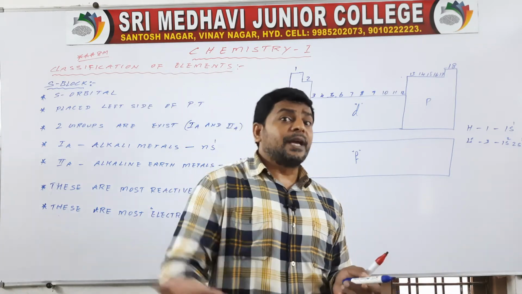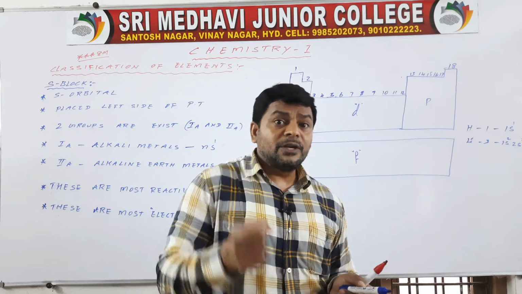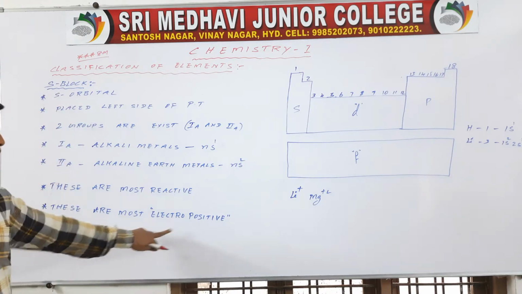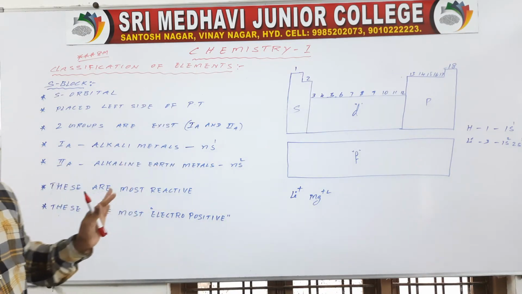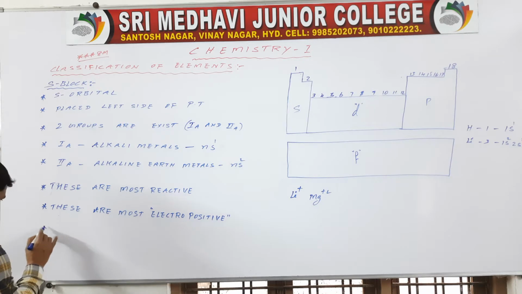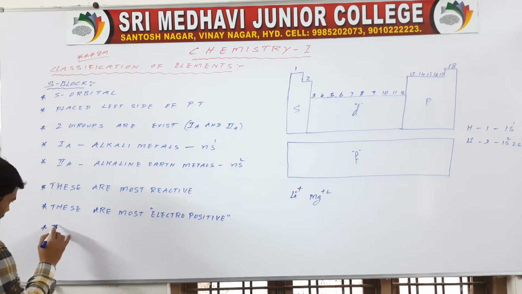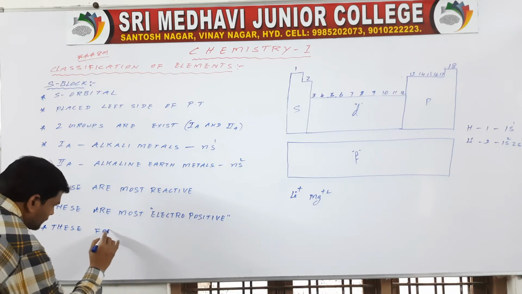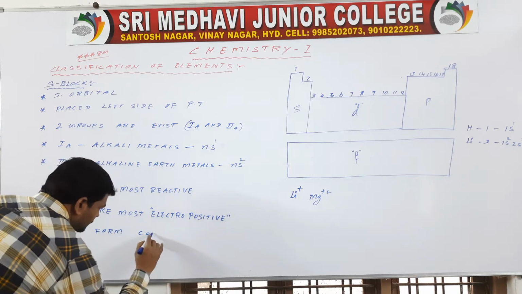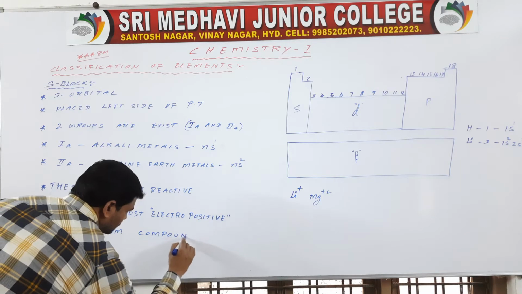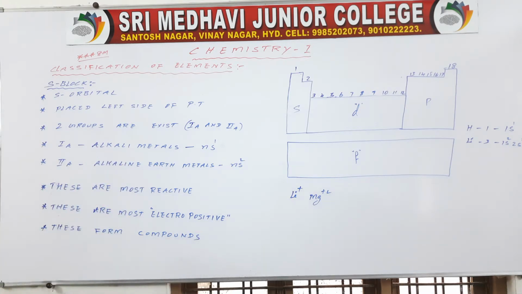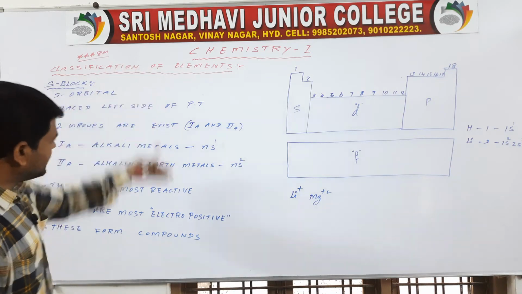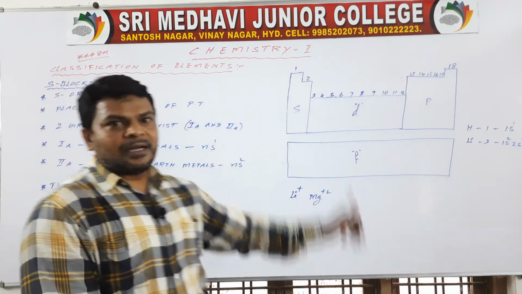The elements that try to gain electrons into the valency shell are called electronegative. So here these are most electropositive. Okay, then these form compounds. This means these elements form compounds. So this is briefly about s block elements.